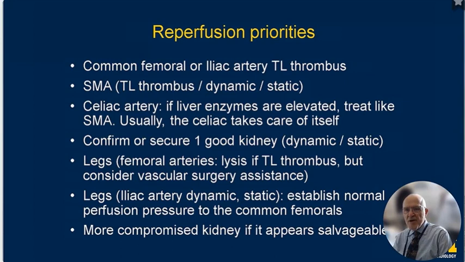IR treatment priorities are as follows: common femoral or iliac artery true lumen thrombus, lest opening the aorta above it provokes an embolic shower. Next would be the superior mesenteric artery, true lumen thrombus, dynamic obstruction, and static obstruction in that order. Finally, the celiac and hepatic, renal, and iliac arteries follow.